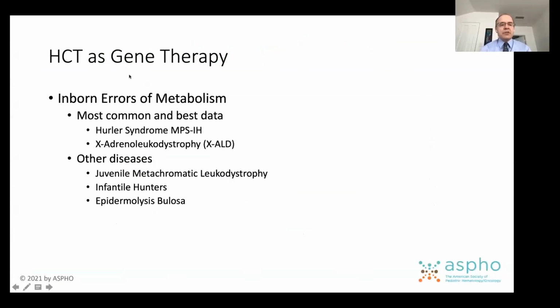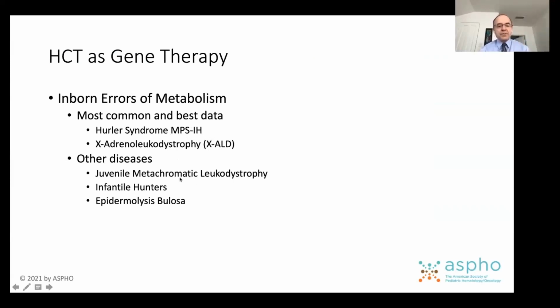As mentioned, transplantation can be a form of gene therapy. This includes patients who have inborn errors in metabolism. The most common and the best data is associated with MPS1 and X-linked adrenoleukodystrophy. So these are the real key ones that we transplant fairly frequently. There are others that can be transplanted, but the best data is for these 2 diseases.